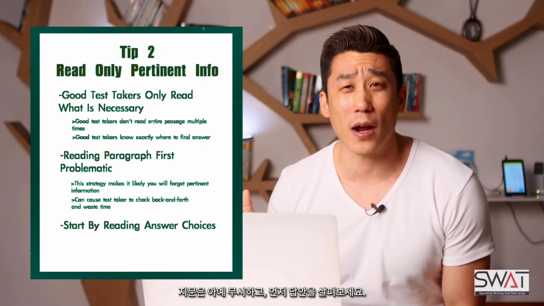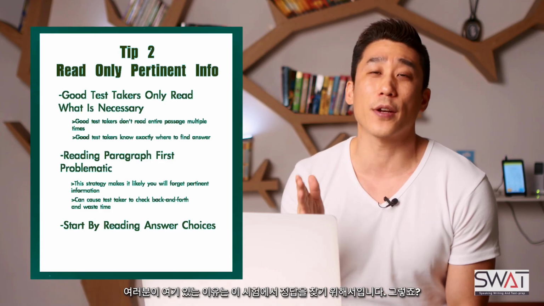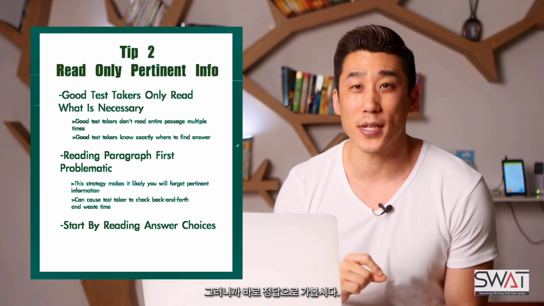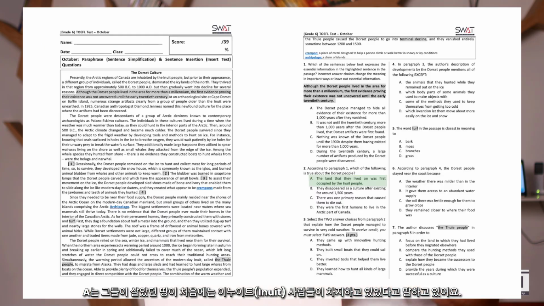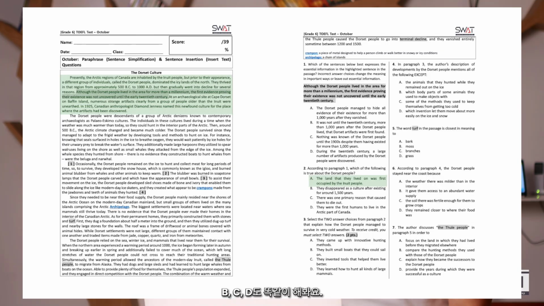Completely ignore the paragraph. Nobody cares about the Dorset people. You're not here to learn about the Dorset people. You're here to get the correct answers on this test, right? So just go right to the answers. Answer A says, the land that they lived on was first occupied by the Inuit people. Now go to paragraph 1 and find a sentence that says that or paraphrases that. If you cannot find such a sentence, strike it from your list. It is not the correct response. Do the same thing for B, C, and D.